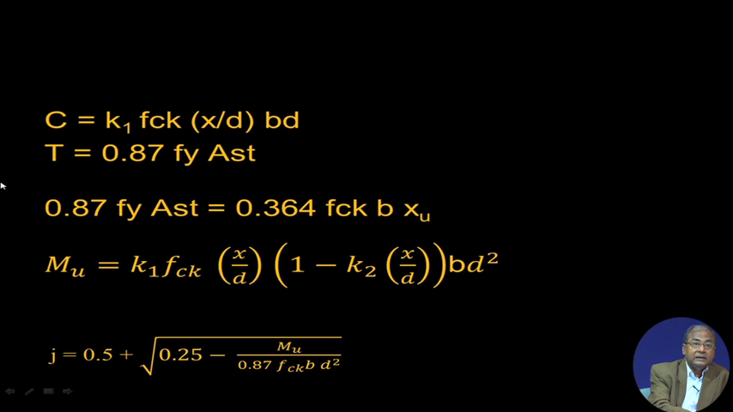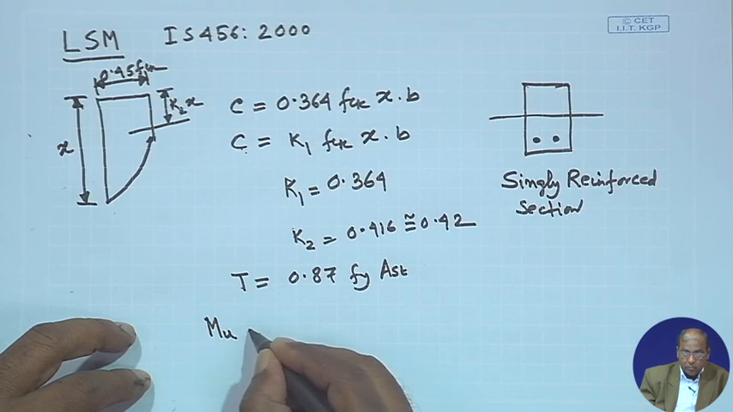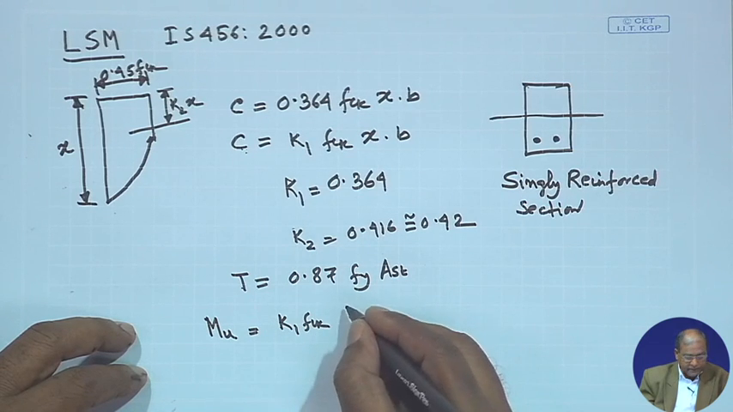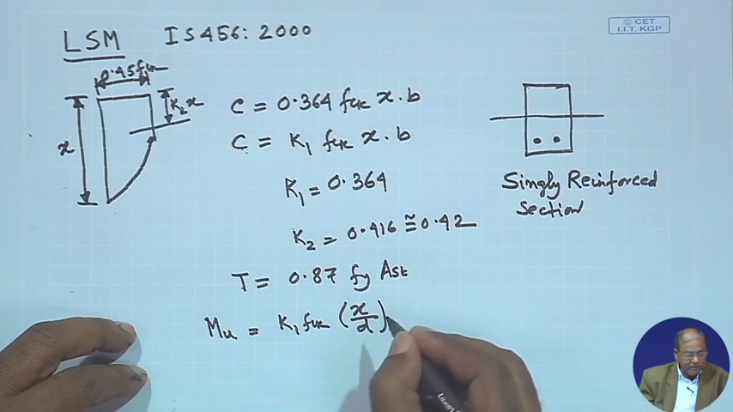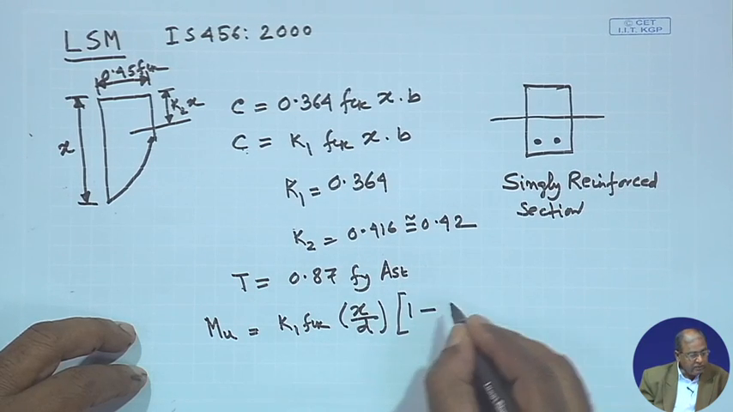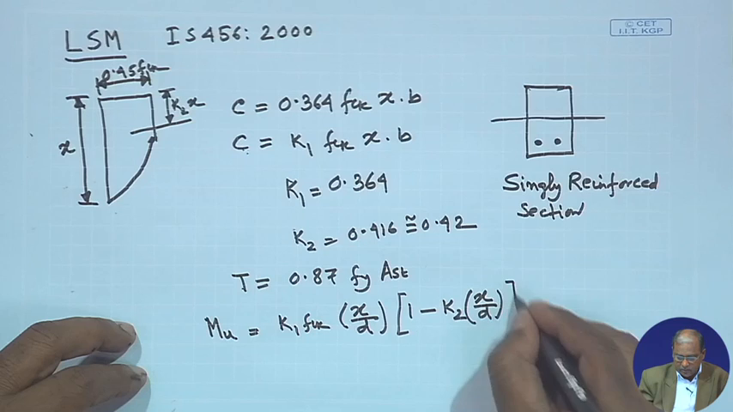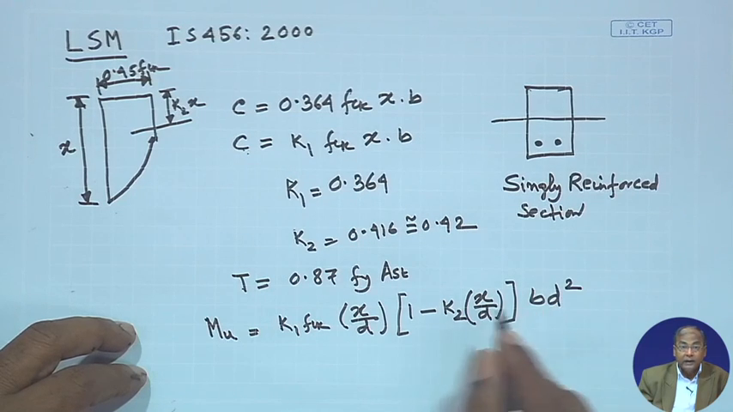So, C and T we know, and we know this equivalent 0.87 Fy AST equal to 0.364 FCK B XU, that we can find out, and then we can write down here Mu equal to K1 FCK x by d, 1 minus K2 x by d, b d square. I have taken all of them together.